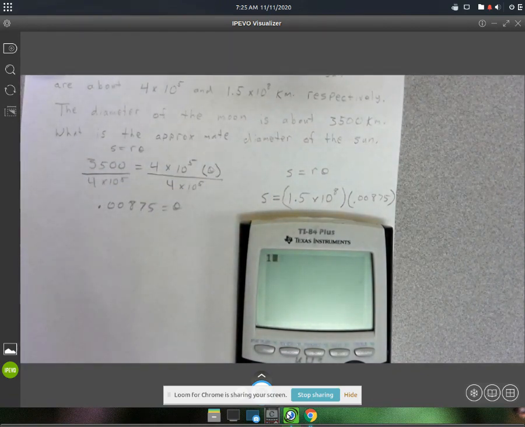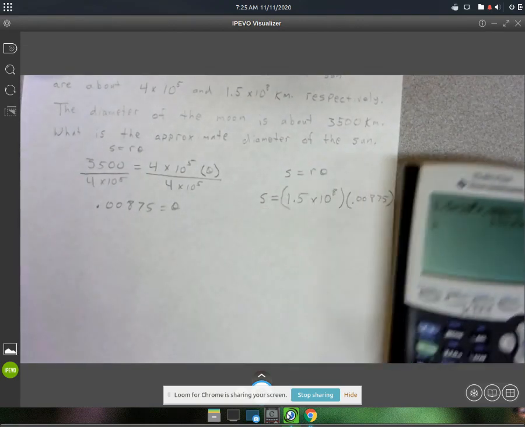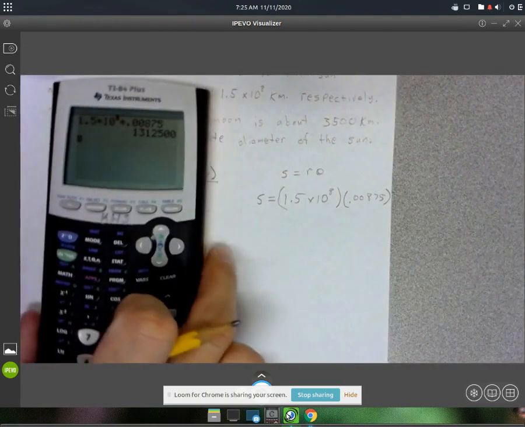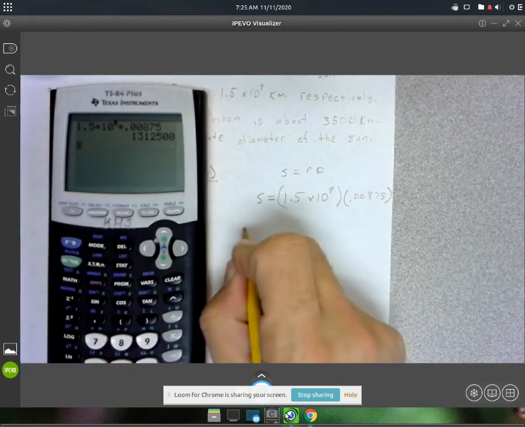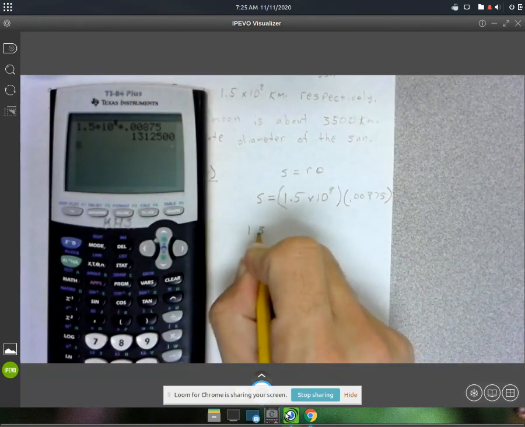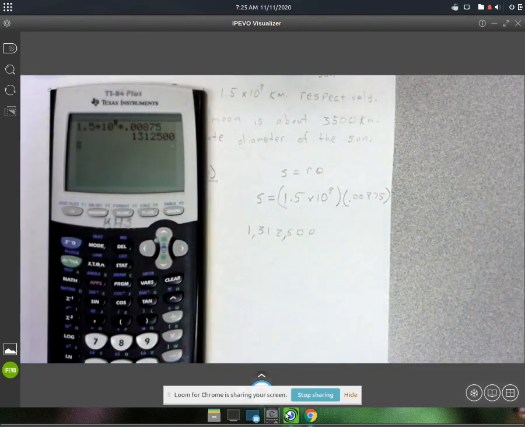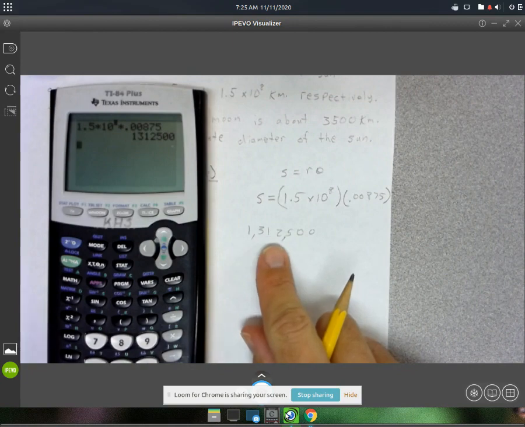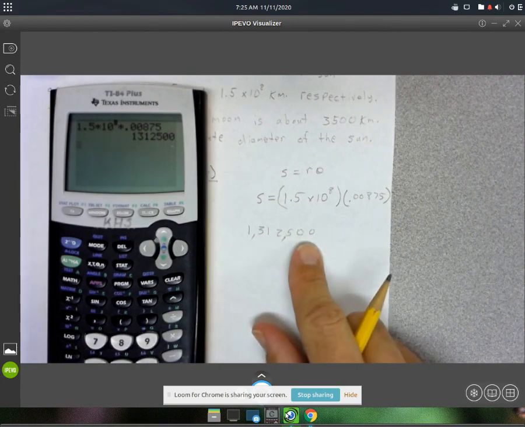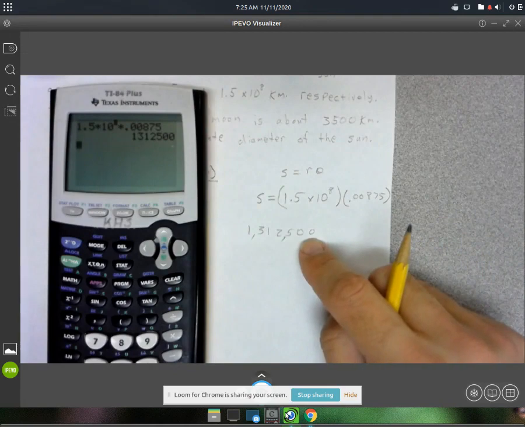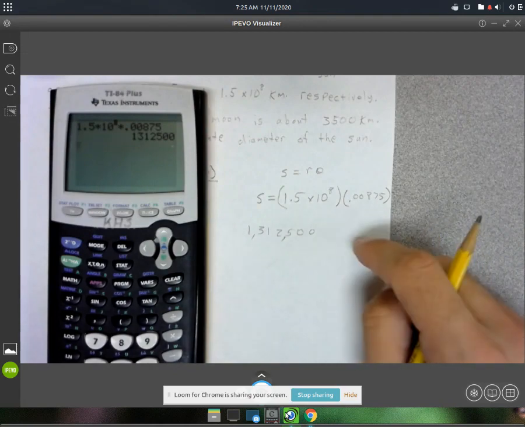So I have 1.5 times 10 to the 8th, and we're going to multiply that by 0.00875. So this is going to give us 1,312,500 kilometers, and that is the diameter across the sun.